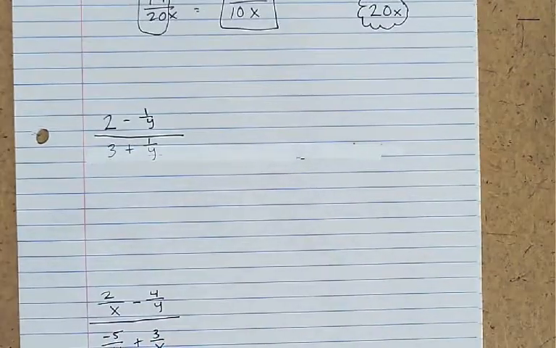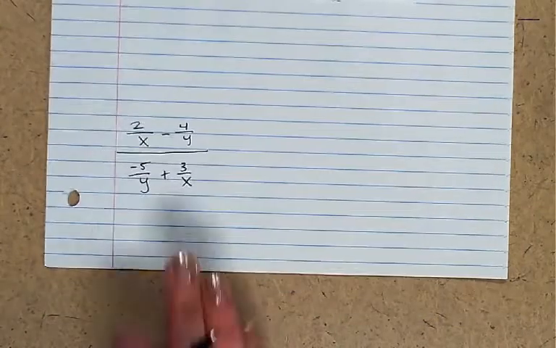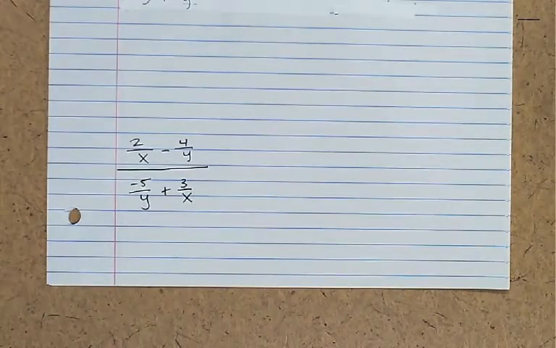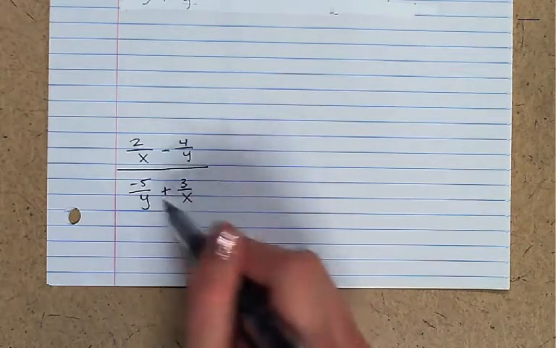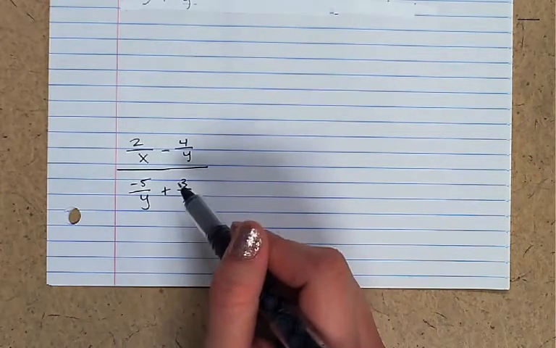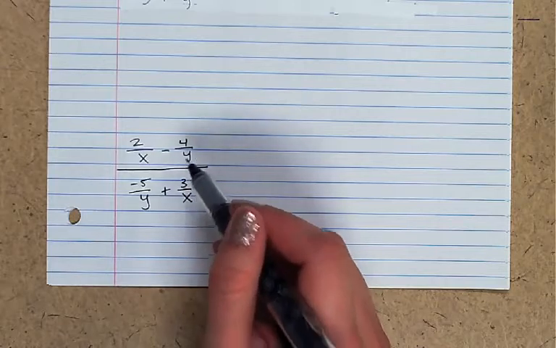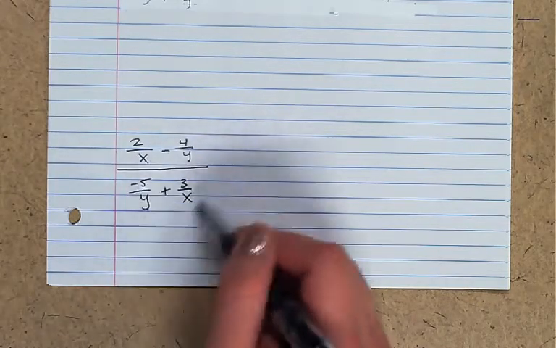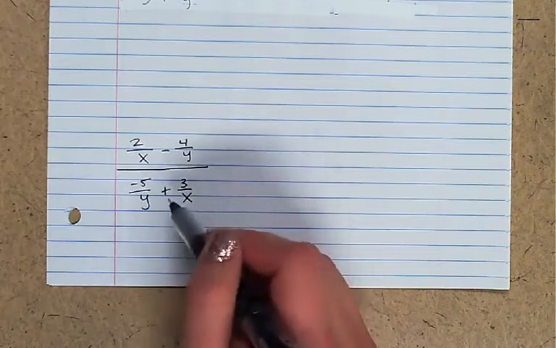Okay, the tricky ones that they have in the video, I'm going to skip down to this one here, where you have fractions inside of fractions. What we have to do first is, you can't have two separate fractions when you want to do keep, change, flip, or multiply by the reciprocal. So we've got to get these together first.